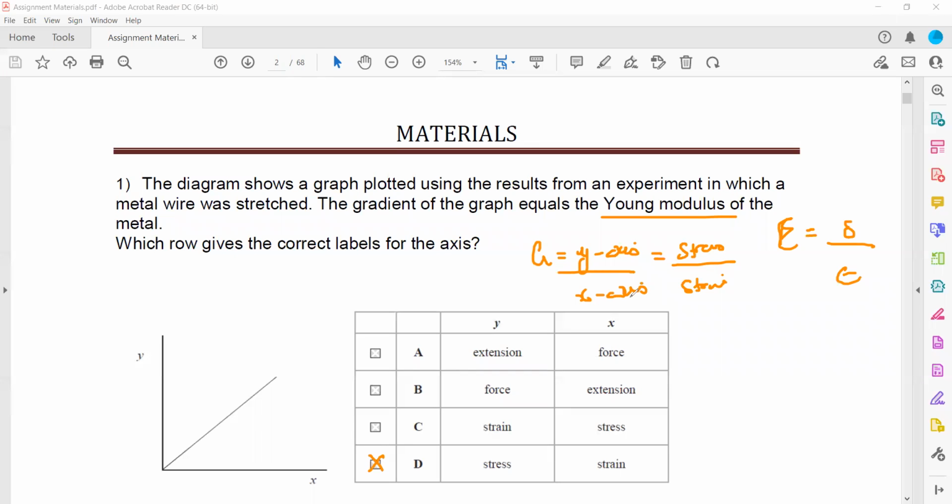Why is it not force and extension? The reason is, if this was the same question and they said the gradient is equal to the spring constant or the stiffness, in that case stiffness is referred to as k, the spring constant. So in that case the graph should be between force on the y-axis and extension on the x-axis. But if the graph is between stress and strain, the gradient will be equal to the Young's modulus. Is it clear, this question?